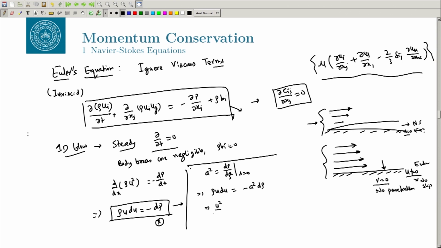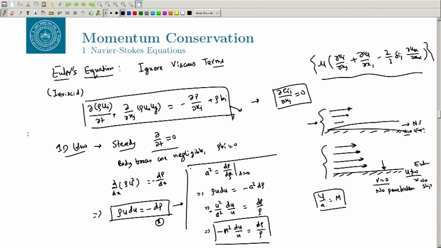This is u square, and I will take a square on this side: a square du by u, and taking the minus on this side, it will be d rho by rho. What is u by a? We have discussed earlier, u by a is your Mach number. So, minus M square du by u is equal to d rho by rho. What we got here is the relation between the change in density per unit density and the change in velocity per unit velocity, and you can see that it strongly depends on the Mach number.